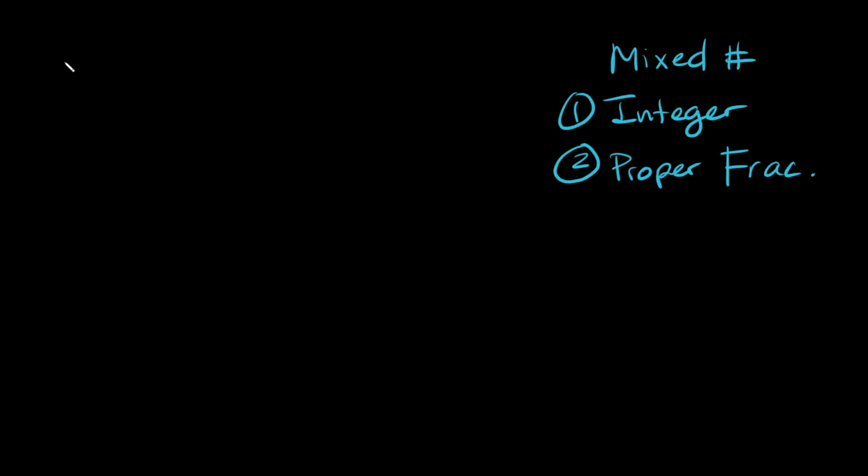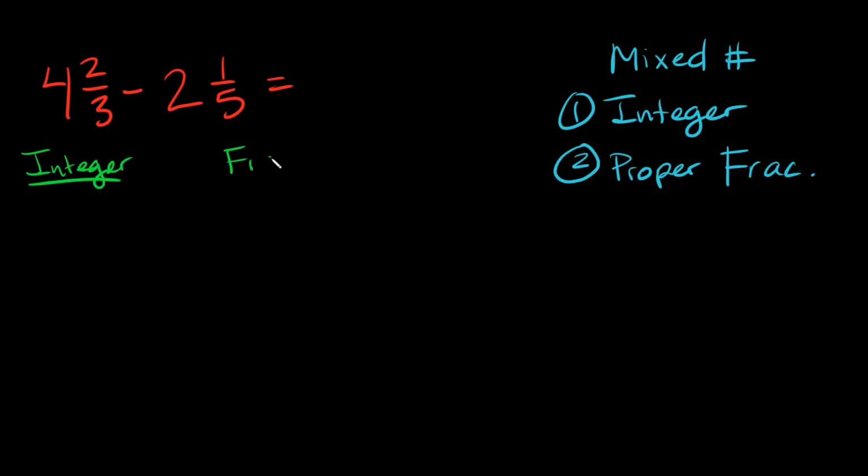Okay, so let's get into this first example. What if I gave you 4 2/3 minus 2 1/5? If you remember from the last video, we have to group the whole numbers or the integers together, and we have to group the fractions together, right? So we're going to put the integers on one side, and we're going to put the fractions over here.